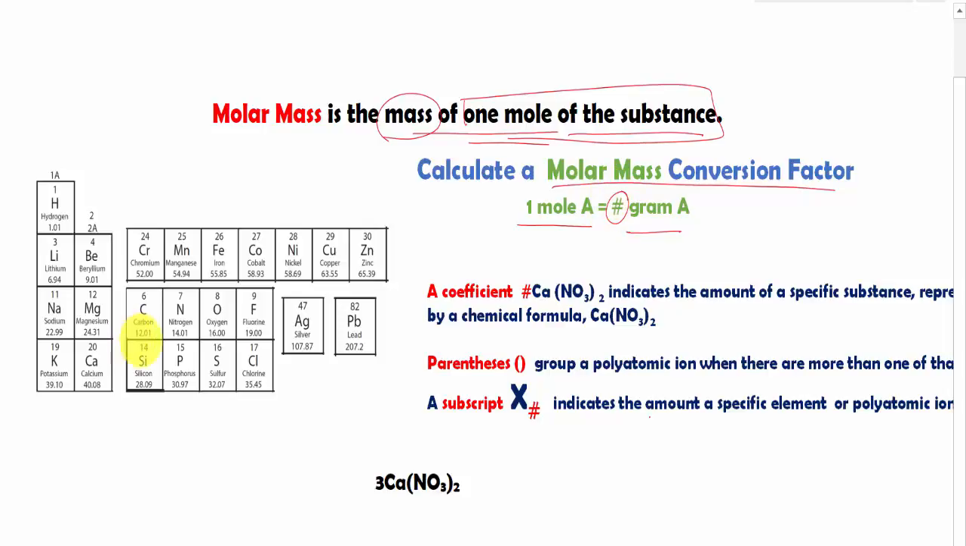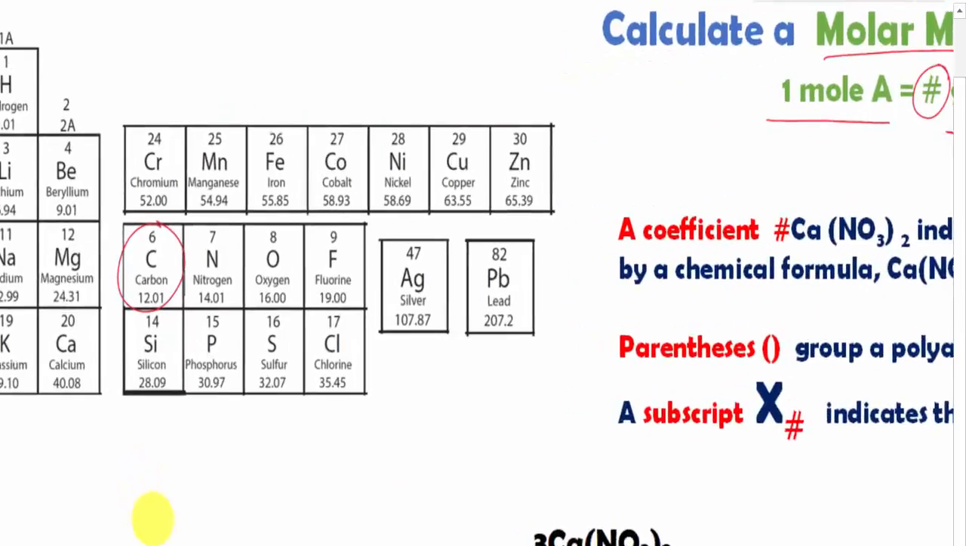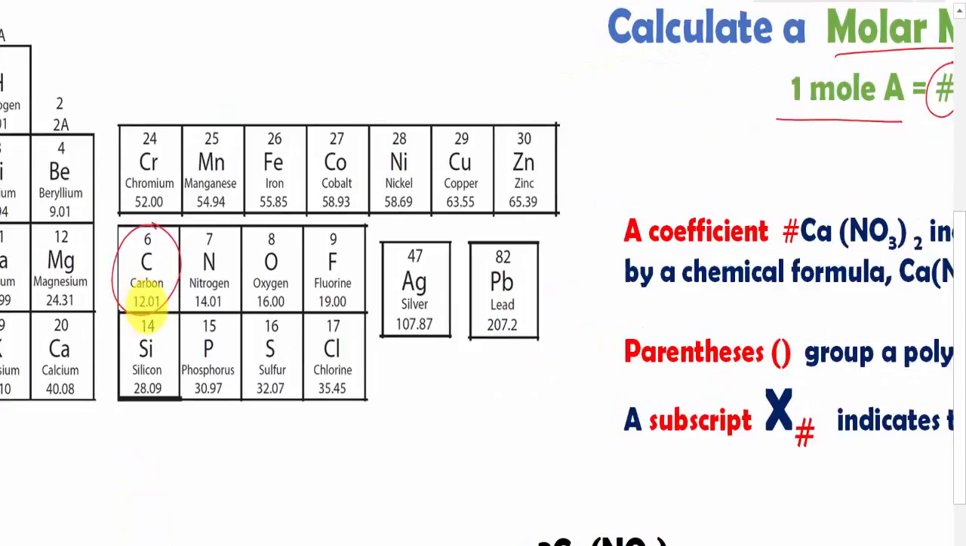For example, if I look at carbon right here, I have 12.01. That is the atomic weight, but it's also the molar mass of carbon. That 12.01 is the molar mass of carbon. Being said, you can actually interpret that as 12.01 grams of carbon is equal to 1 mole of carbon.